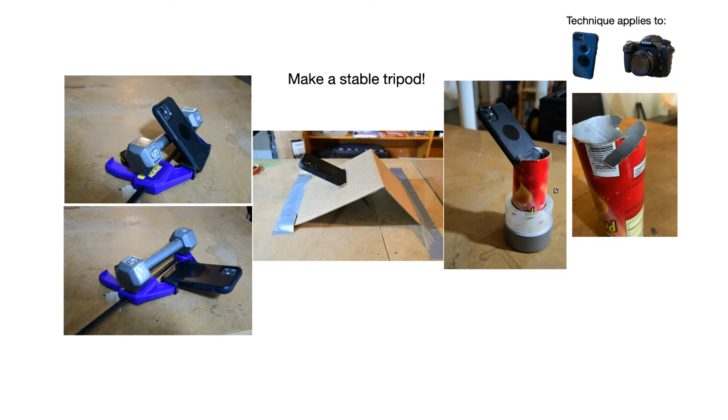And a third example here is using a cardboard tube where I've cut out slots for the phone. The phone sits here, and then I've weighted it down. It happens that this tube fits right in the tape, and the tape is holding this down to the table to make a stable tripod.